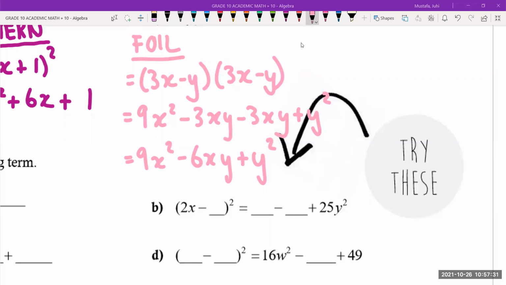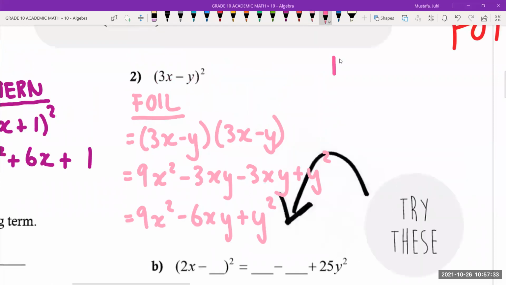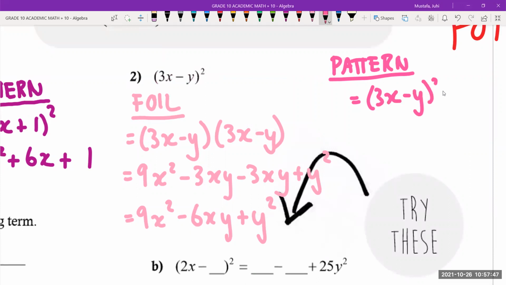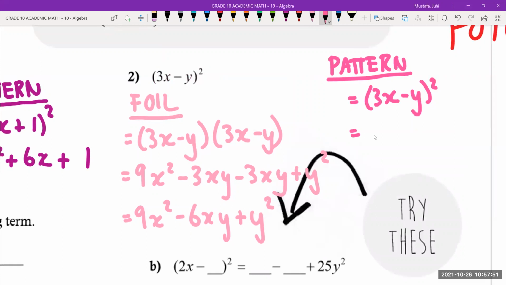So let's try the same question. This time, let's do it with the pattern. So I'm just going to write down the pattern up here. Let's be consistent. P-A-T-T-E-R-N. Again, the pattern is just a quick, useful way for you to do it. You don't need to. If you like FOIL, you can just FOIL it. But it's kind of good to know.